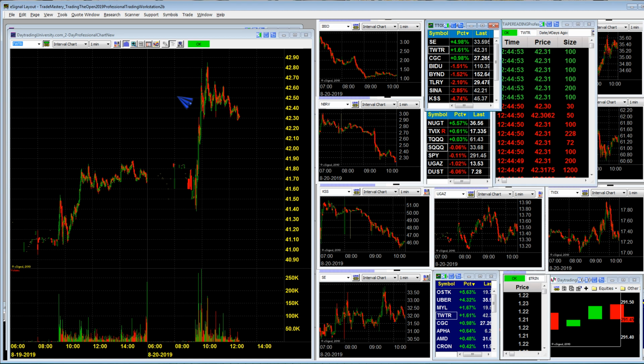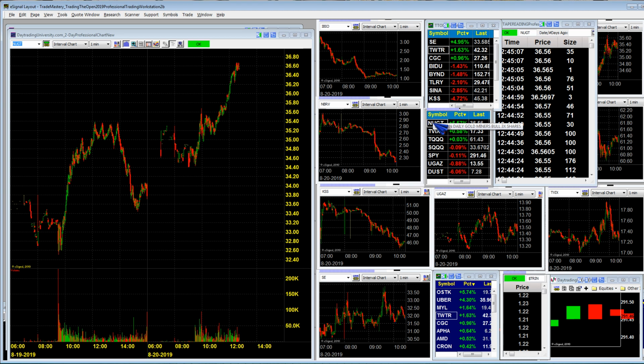If you have additional monitors, you can certainly populate them with additional thumbnail charts so that you can visually keep track of a landscape of price action for what's going up and what's going down. Nugget's the best chart of all of what I have here so far, and you can see really nice clean price action breakout.